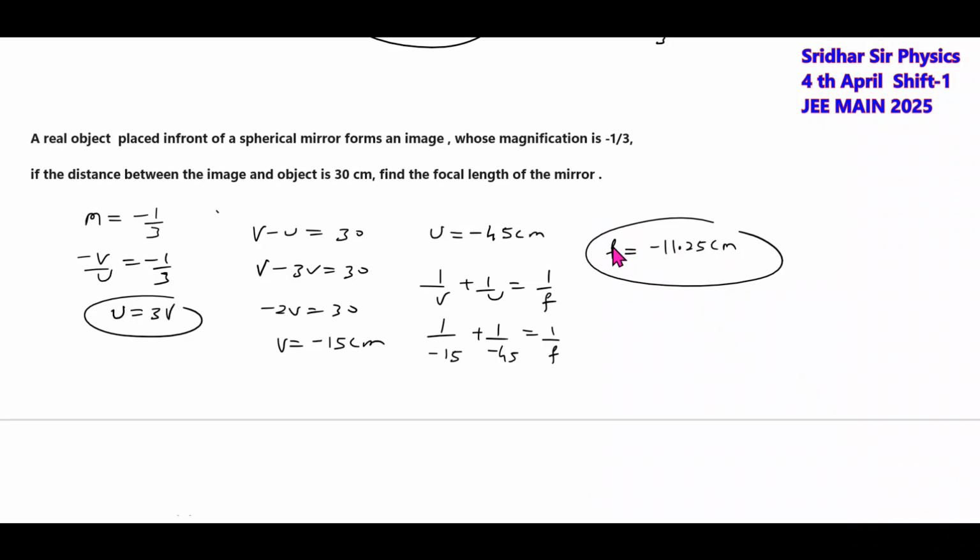So there's a collection there. This is about the problem of the spherical mirror based on the magnification and object distance. So we should predict the focal length of the mirror. Okay, then we'll take the next question.